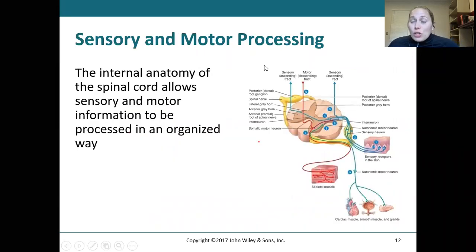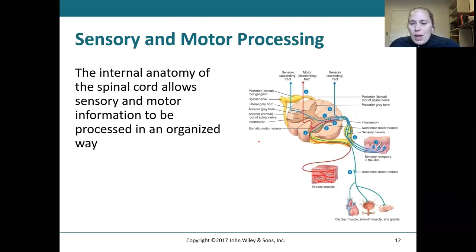Okay, so in terms of sensory and motor processing, again, this is one of the main functions of the spinal cord, right? It is to essentially take sensory information in and then generate some type of motor response. And so the internal anatomy of that, again, lends itself to that function. So structure, function, right? That's a huge tenet of anatomy and physiology we've hit upon multiple times.